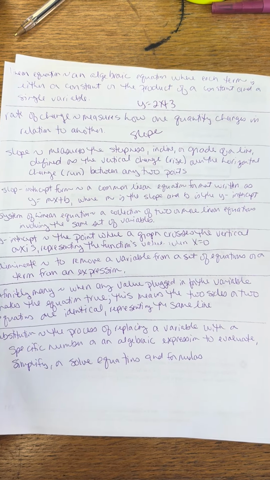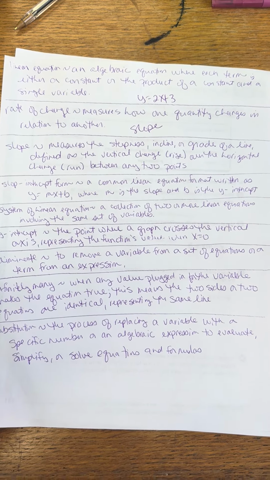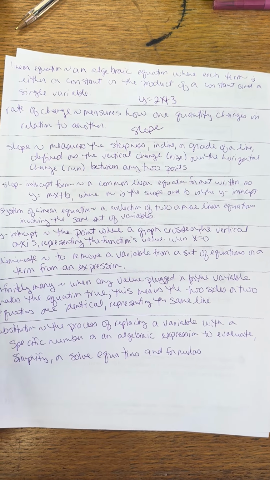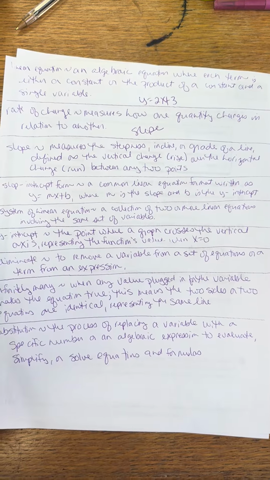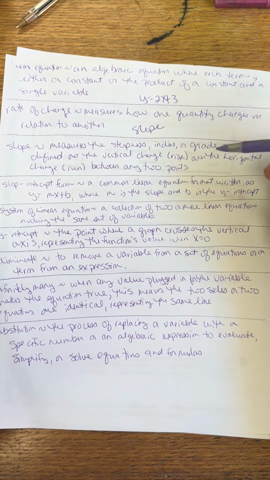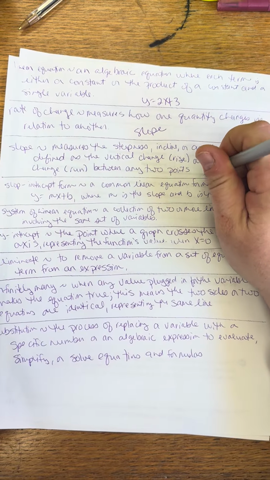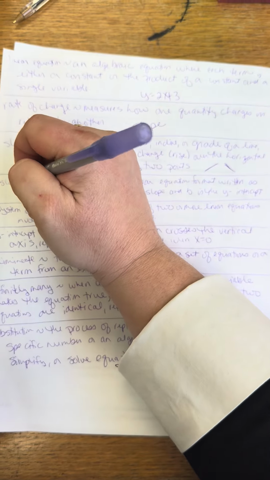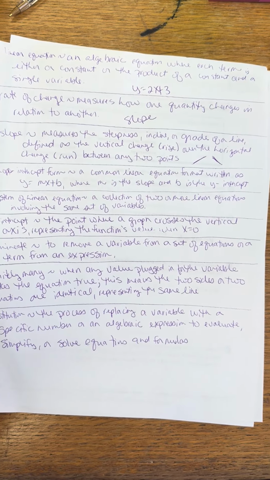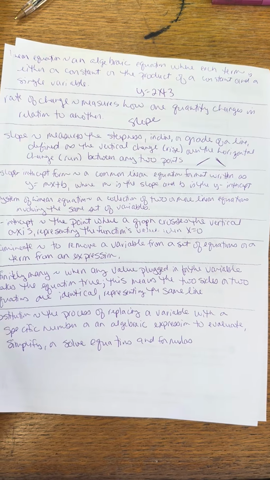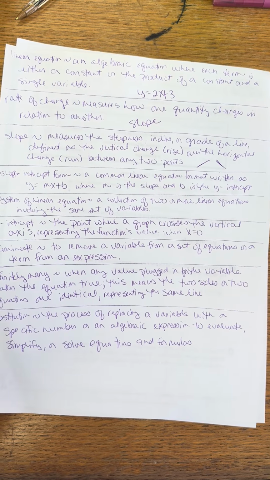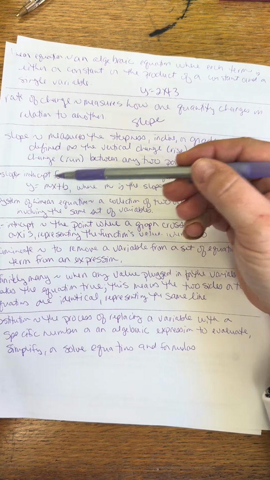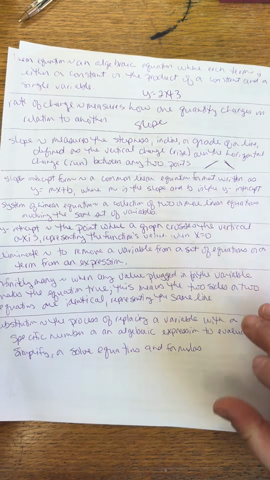So then the definition of slope is that it measures the steepness, incline, or grade of a line, defined as the vertical change, which is the rise, over the horizontal change, which is the run, between any 2 points. And if you have a slope, it's going to be a constant increase or decrease. Slope-intercept form is a common linear equation format written as y equals mx plus b, where m is the slope and b is the y-intercept. So it literally tells you what it is in the equation, slope-intercept.